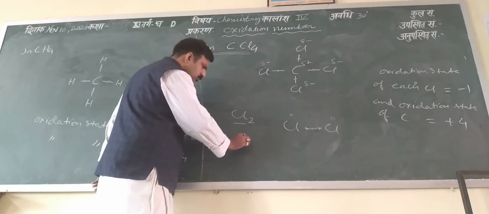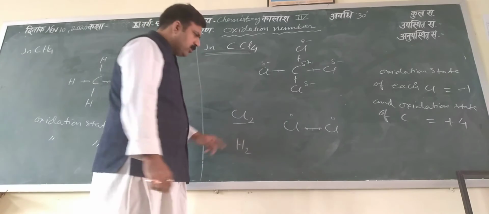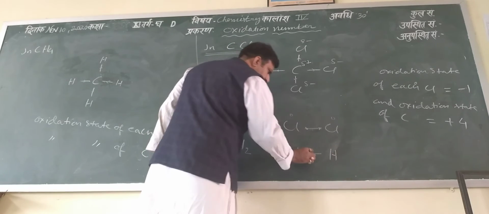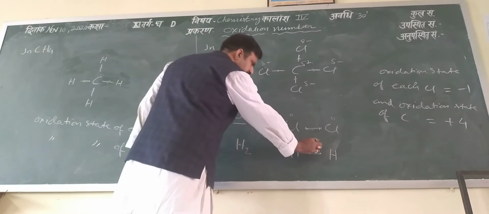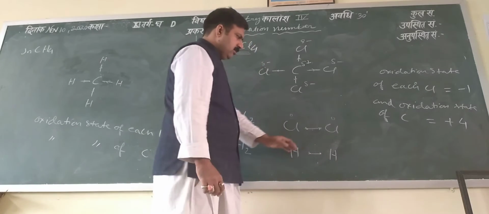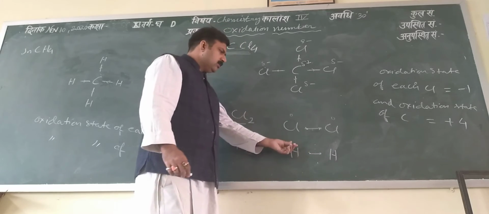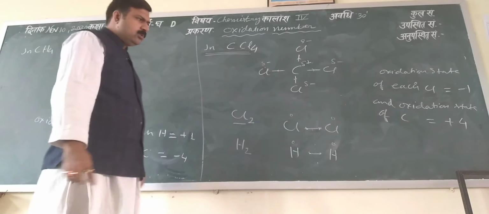Similarly, in case of H2, the oxidation number of hydrogen is 0 because the electrons shared between two hydrogen atoms will be equally shared between both atoms, and it will break equally. If the bond breaks, both atoms will get their electron, so the charge on each hydrogen will be 0.